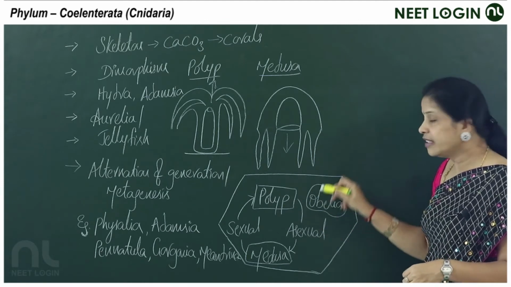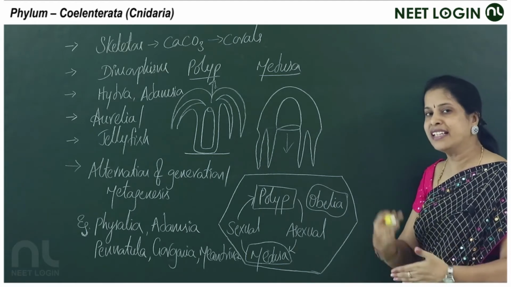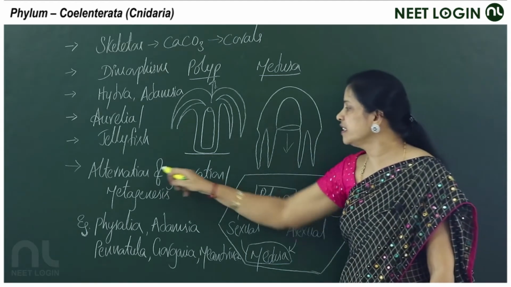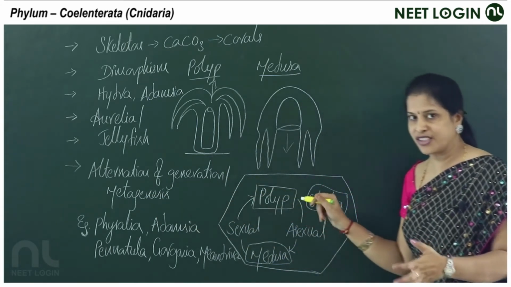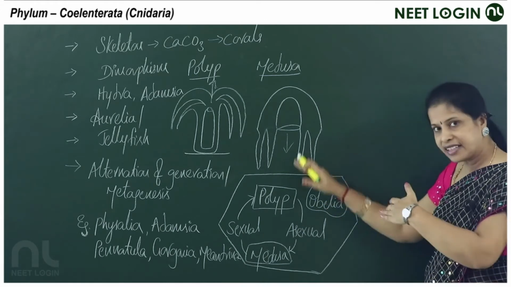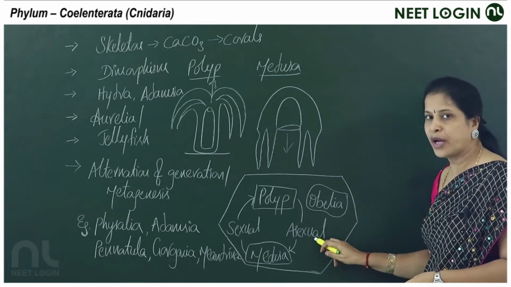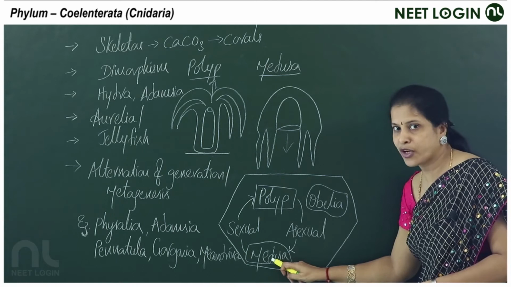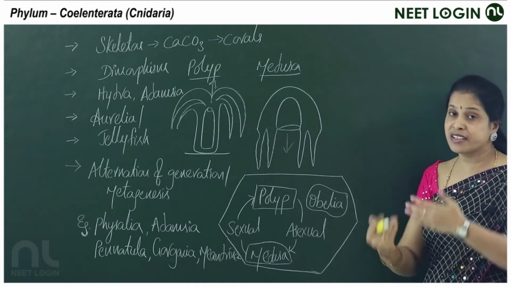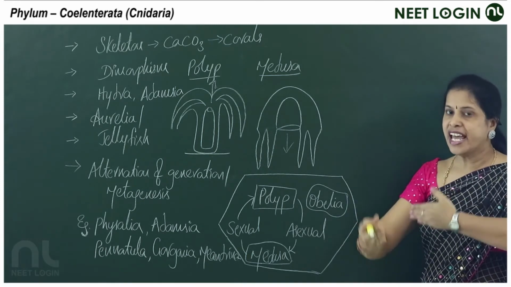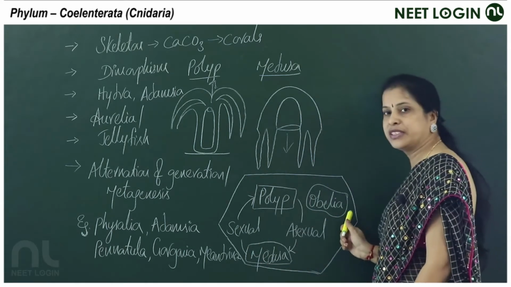At last, in some of the cnidarians, which possess both the polyp and the medusoid forms, they show alternation of generation, or we can call it metagenesis. What is this alternation of generation? As I said, they possess the two forms of polyp and medusa. The polyp form undergoes asexual reproduction and forms the medusoid form. The medusoid form undergoes sexual reproduction and forms the polyp form. There is an alternation of generation. Asexual followed by sexual and sexual followed by asexual form. The good example for this is Obelia.